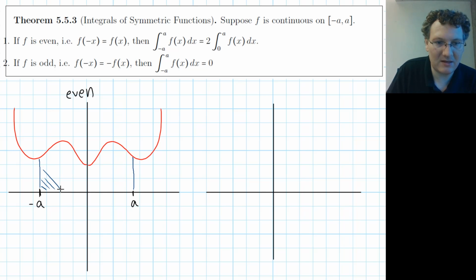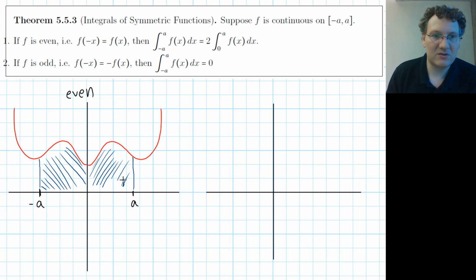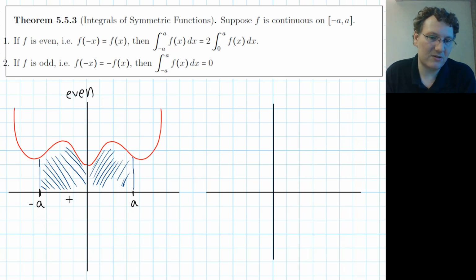I think you can see the area shaded over here and the area shaded over there, they're equal to each other. So instead of just integrating the whole thing, by symmetry we can just integrate from 0 to a and double it.